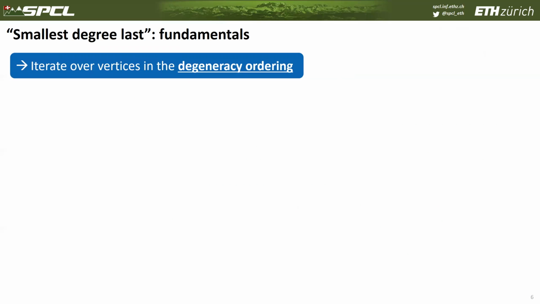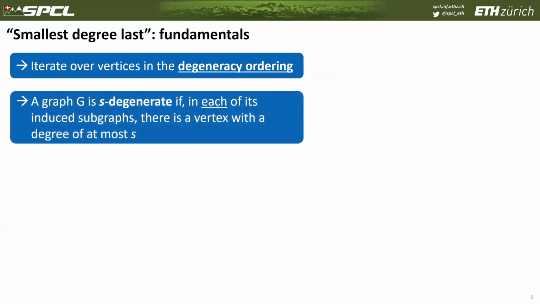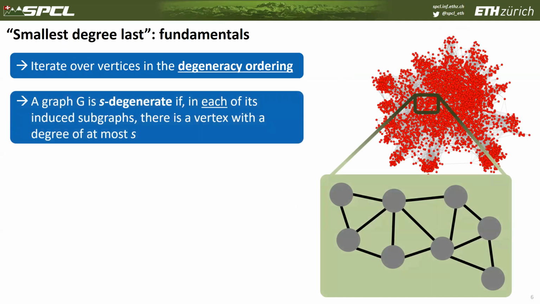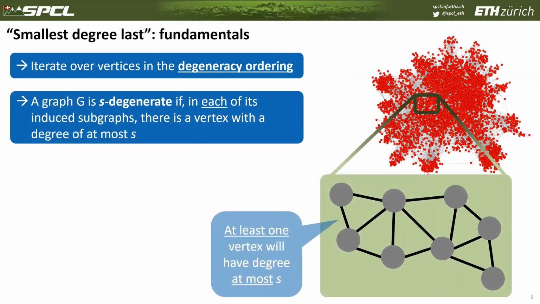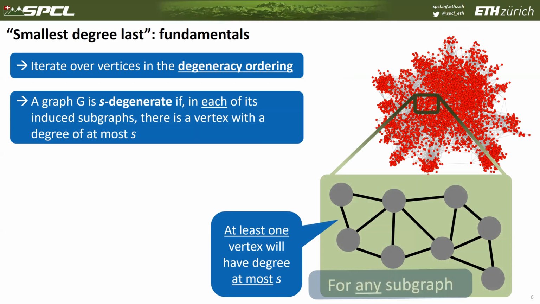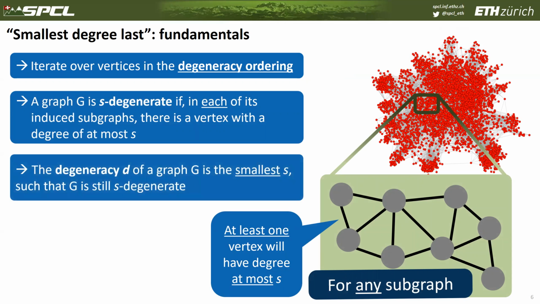To introduce this, we need some definitions. First, we say that the graph G is S-degenerate if in each of its subgraphs or induced subgraphs, there is always some vertex with a degree of at most S. Intuitively, this means that if we grab any induced subgraph in some graph, we must be able to always find at least one vertex with degree at most S for any such selection. Then this concept is used for a different definition, the so-called degeneracy D of a graph G. This is the smallest S such that G is still S-degenerate.